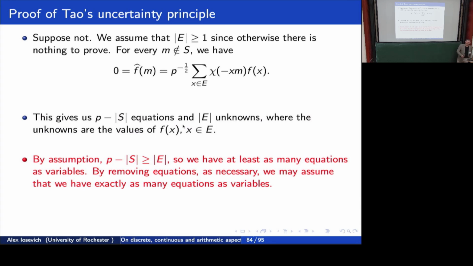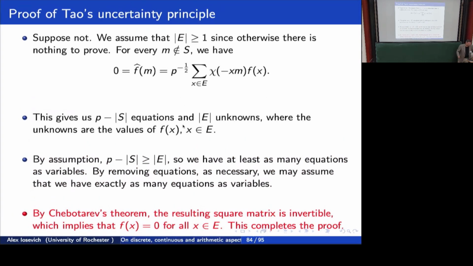I love it when, well, in America it's like high school, but in the old country it's second grade mathematics. So when p minus the size of S is bigger than or equal to the size of E, we have at least as many equations as variables, right? We can remove extra equations, so we get a square matrix. And since the determinant is not 0, this implies that f of x is identically 0 and we're done. That's it, that's the level of mathematics.